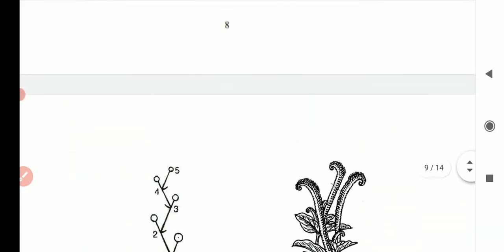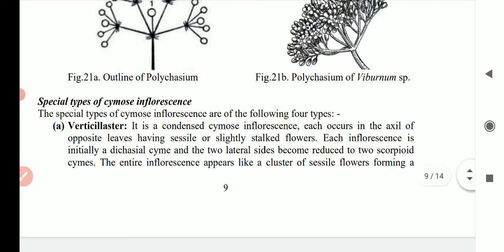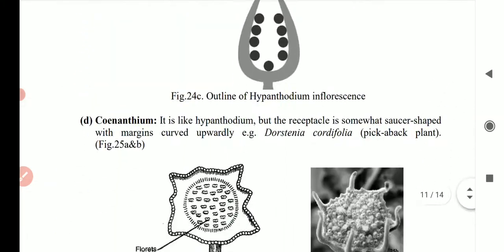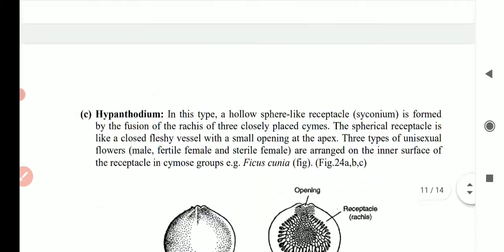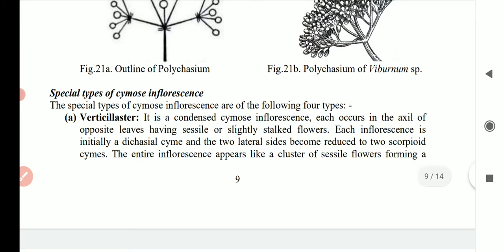Okay. So next, let us look. We finish with the cymose inflorescence, but there are some special types of cymose inflorescence. They are verticillaster, cyathium, hypanthodium, coenanthium. Let's see what these are. If you get the question on cymose inflorescence, you don't have to write about these special types, because you won't finish. If you have the time, you can write in short. Maybe just the heading, verticillaster, and 1 point, 2 points, and an outline, finish it. So you have to think about the time also.